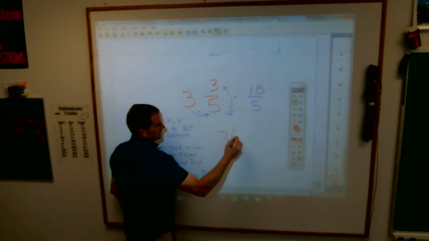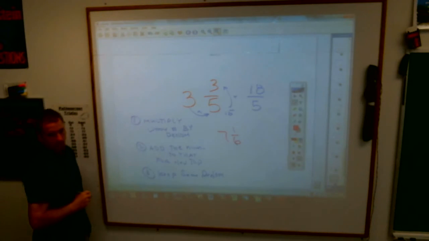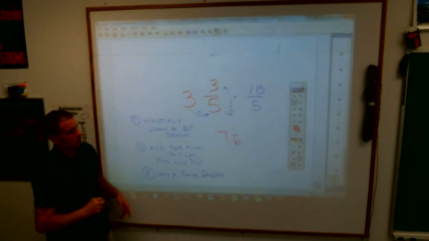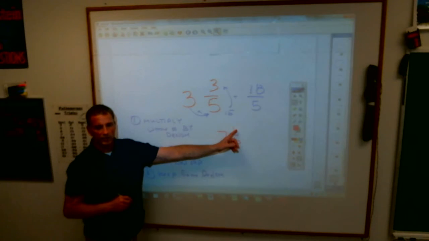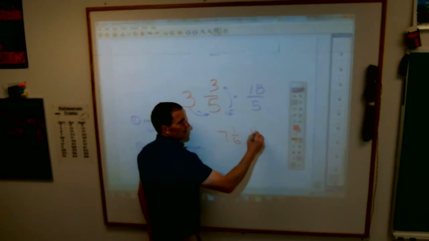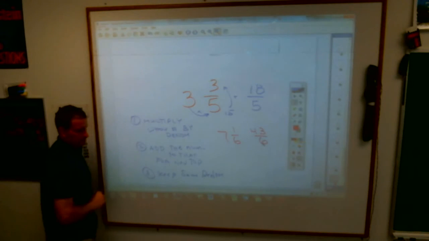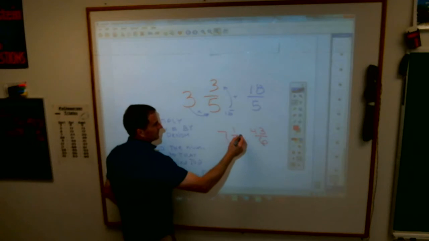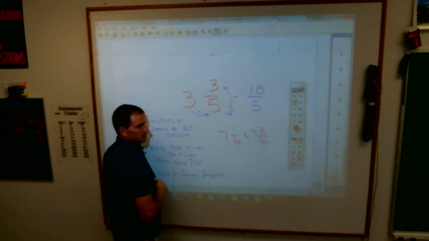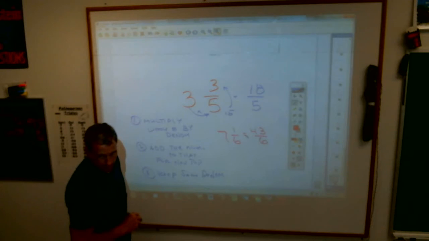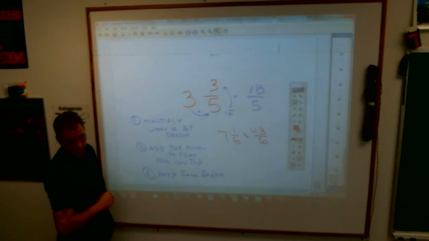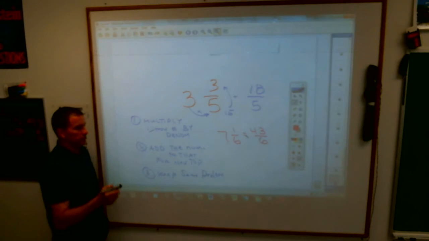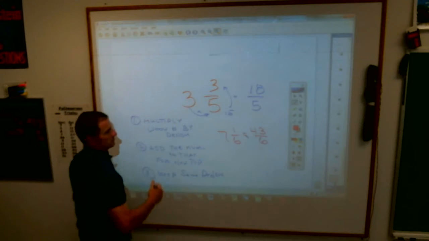So like 7 1/6. 7 times 6 is 42, plus 1 is 43, same bottom number, 43 sixths. Does it sound right, 7 times 6, 42? What was your question? How would you know when to change into an improper? It'll tell you. The book will tell you to change it to improper. You don't change it to improper unless you're told to or you need to. Otherwise, it always stays as a mixed number.